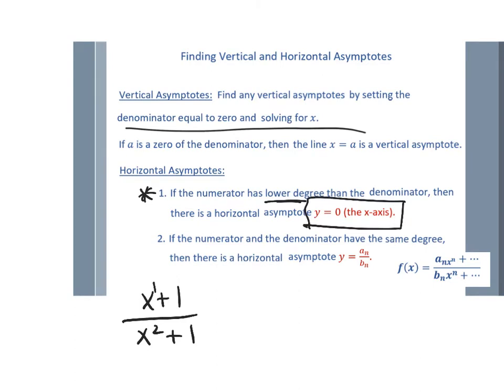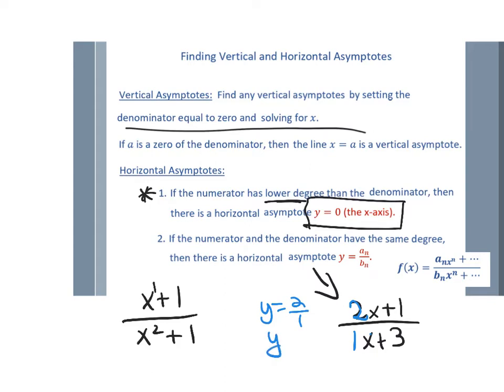When the numerator and the denominator have the same degree, let's say it's 2x plus 1 over x plus 3. Notice they both have a degree of 1. So for this horizontal asymptote, I use the coefficients of my leading term. My leading coefficients are 2 over 1. So my equation is going to be the line y equals 2.